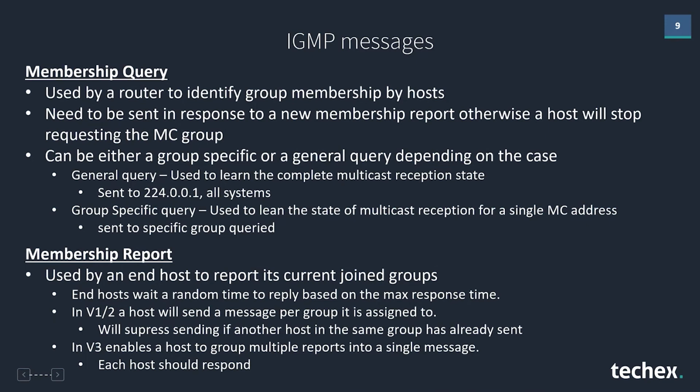So if you've got 5 end devices on the network, the router sends out a query. Device 1 might send back a report. Devices 2 to 5 won't respond because they've already seen the membership report. That's because the membership reports are sent back to either 224.0.0.2 or the multicast group. If it's a specific query, it's sent to the multicast group. If it's a general query, it is sent back to the all systems multicast group.